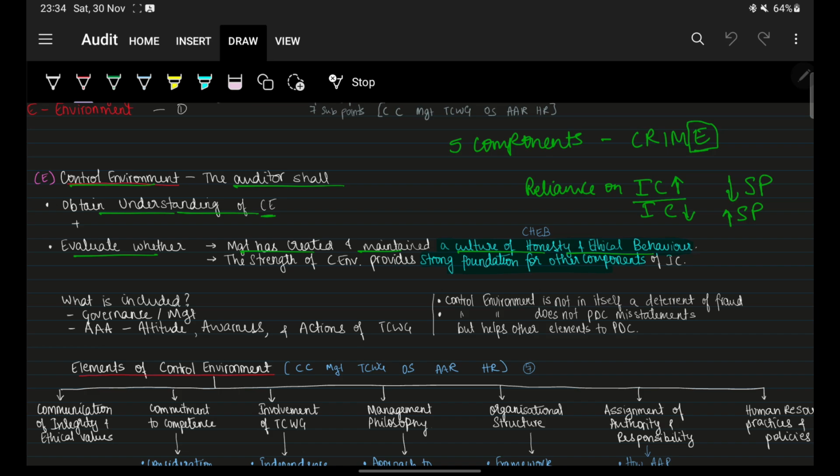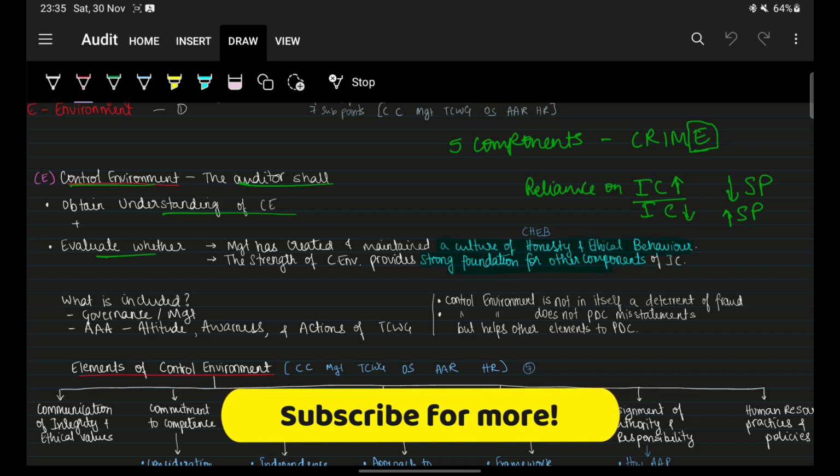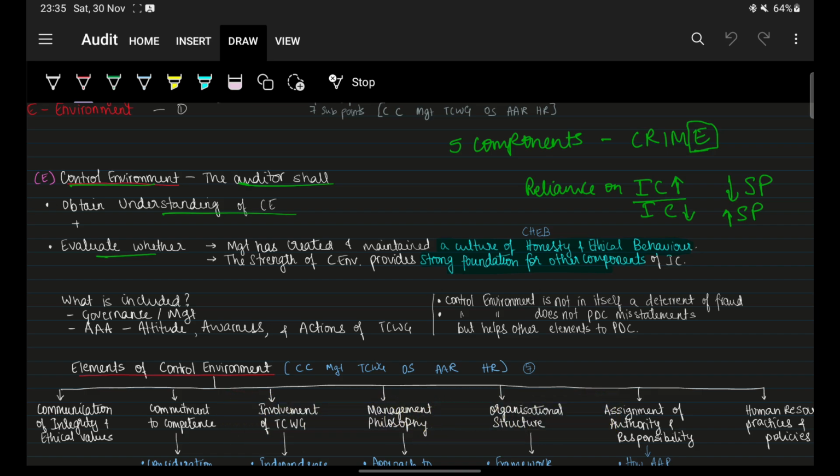That's beside the point. I feel like we just got sidetracked a bit. I'll just start from the beginning. Firstly, when it comes to control environment, the auditor should obtain an understanding of the control environment, and he should evaluate whether the management has created and maintained a culture of honesty and ethical behavior. That's very simple, right? Second, what does he have to do next?